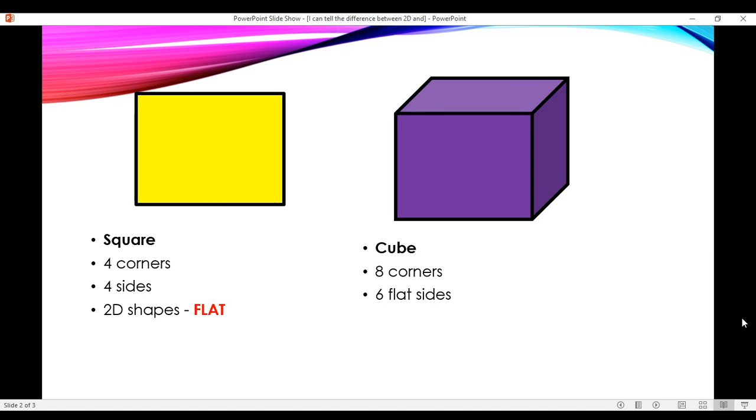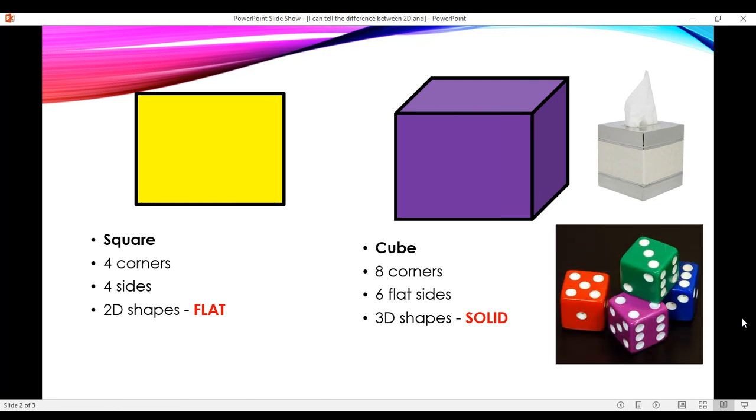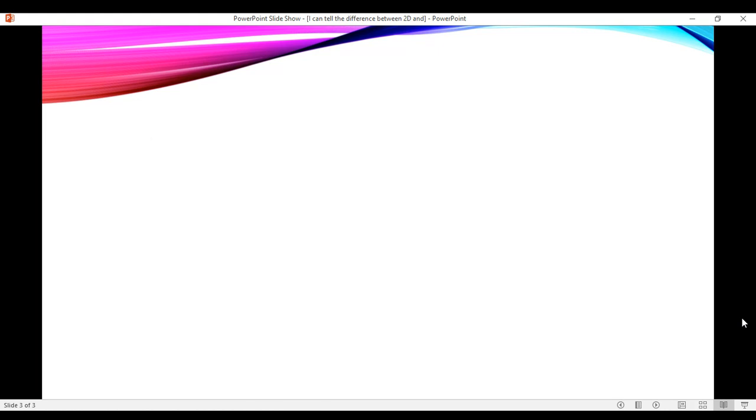Good job. Another property of the shape is it is a 3D shape, which means it is a solid. Some examples of cubes are a tissue box or some dice. Okay, so these are some examples of 3D shapes. Let's look at a few other examples.